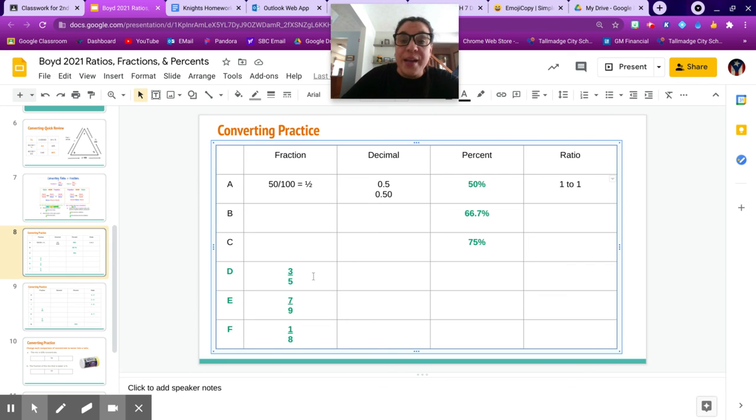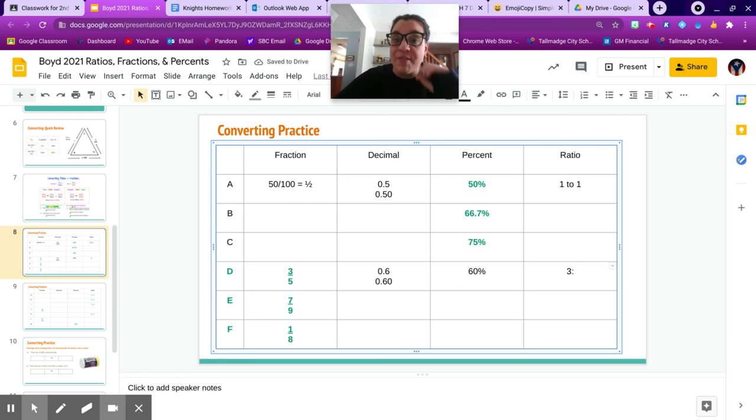All right. 3/5. If I divide 3 by 5, I get 0.6 or 0.60. Again, they mean the same thing. This is 60% because 0.6 times 100 is 60%. And now let's write this ratio. So I know my whole is 5. My part is 3. So 3 is going to be the first part of my ratio.